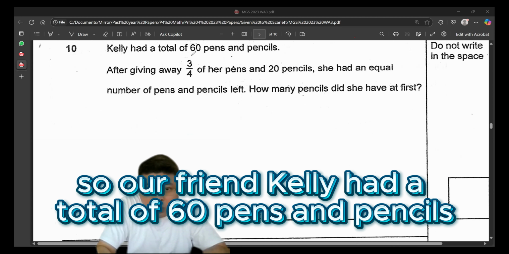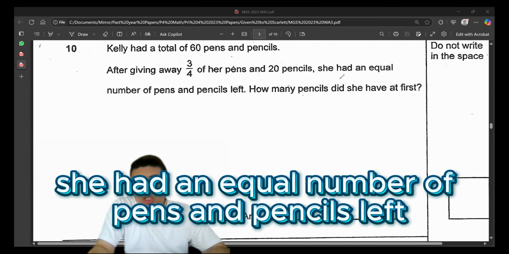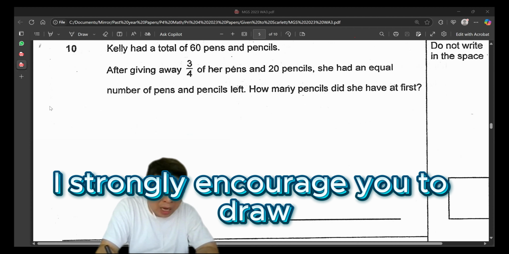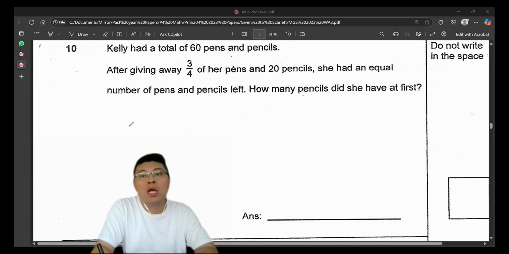So our friend Kelly had a total of 60 pens and pencils. She gave away 3/4 of her pens and 20 pencils. She had an equal number of pens and pencils left. How many pencils did she have at first? This question, I strongly encourage you to draw accurate models. Not random models, accurate models.